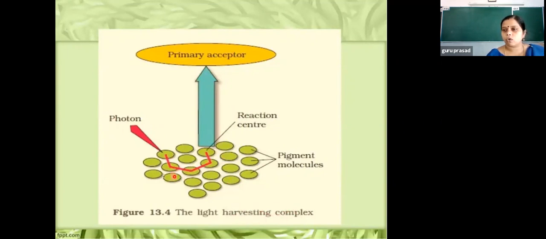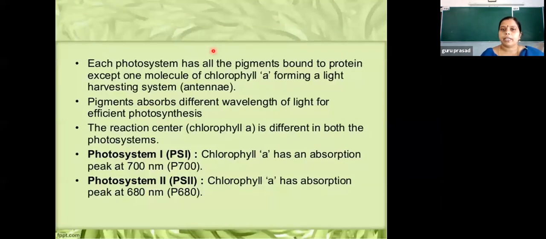As soon as light falls on this, the pigment molecules get excited and release electrons to the reaction center. The reaction center, being a major pigment, also gets excited and releases electrons, and also collects the electrons released from the pigment molecules, and transfers the electrons to the primary acceptor. So this is the structure of a light harvesting complex, that is photosystem 1 and photosystem 2. Clear? Next. So this we have discussed.